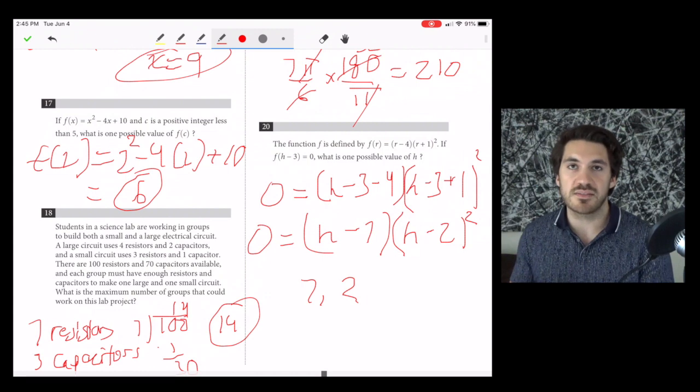Because 7 minus 7 is 0. 0 times anything is going to give you 0. Same thing with the h minus 2. 2 minus 2 is 0. 0 times anything is going to give you 0. So 7 and 2 are answers. That is it for the non-calculator section of the April 2017 test.